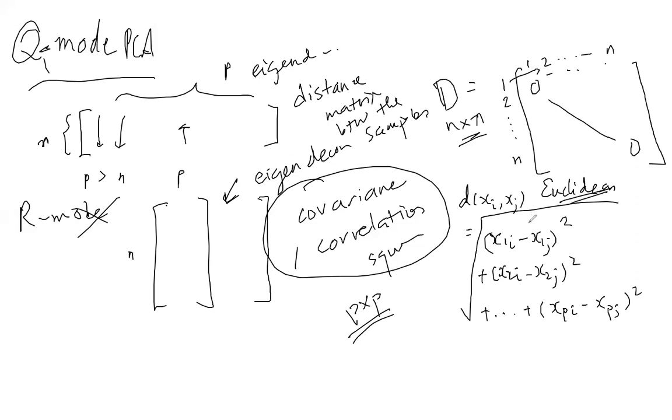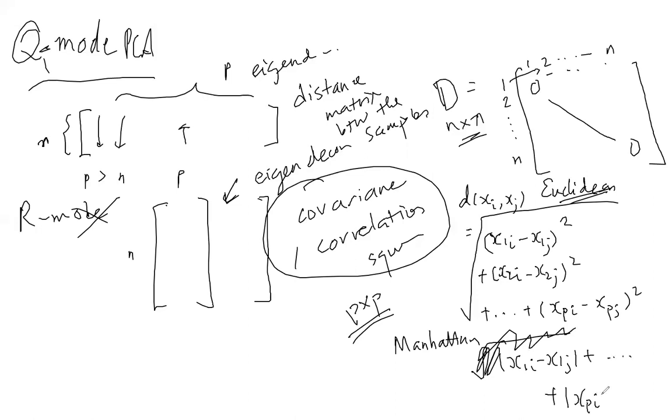There are other possible distances that you can use. For example, the Manhattan distance is basically just the absolute differences. There's actually no square root, it's just adding everything. And so on and so forth. There are all sorts of different distance measures, but the most common one by far is the Euclidean. So you can calculate the distances here based on the data matrix X, right?